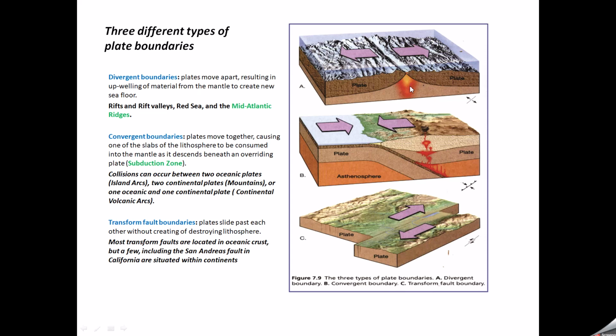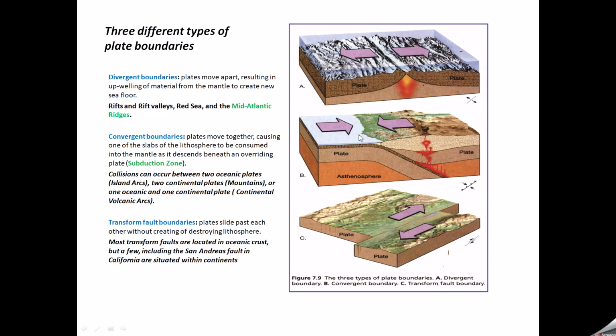Okay, divergent zones are where we have magma upwelling and breaking through the continental plate, and it keeps pushing the two sides of the plate away from each other, and it creates new oceanic crust. This is divergence. This is the area of creation of new oceanic crust. Examples are the Red Sea, or rift valleys, Red Sea, and the Mid-Atlantic Ridge.